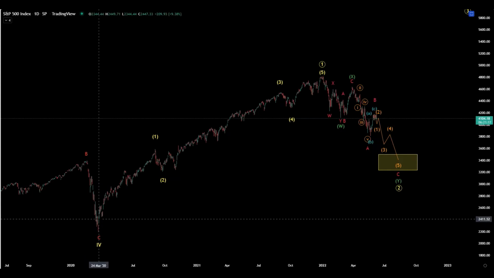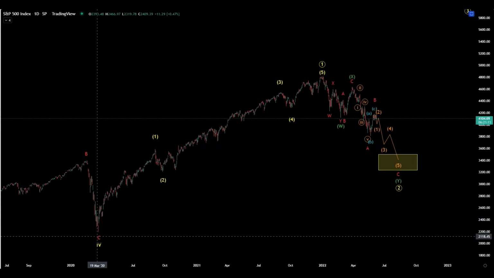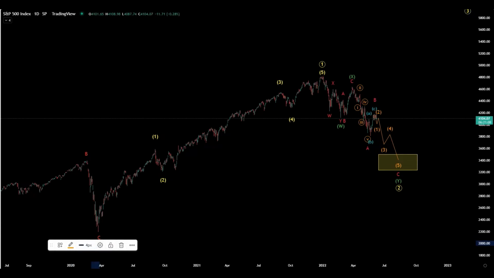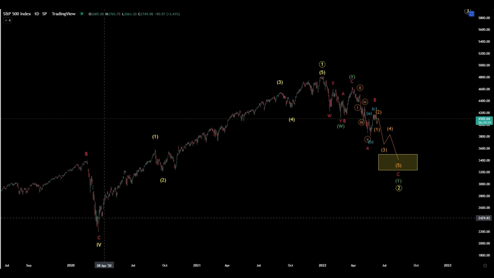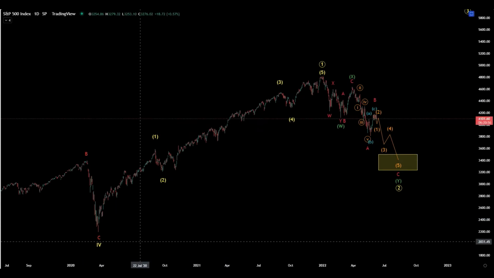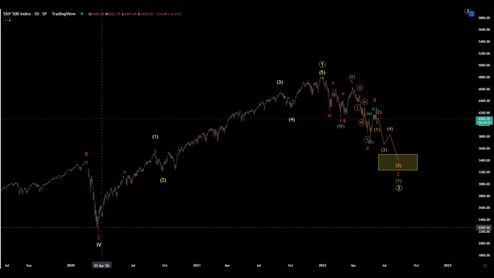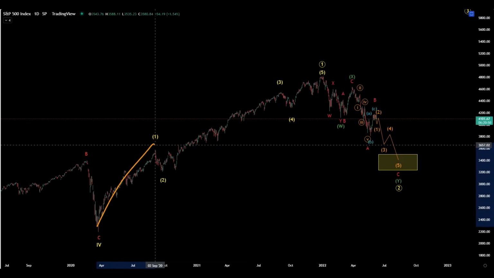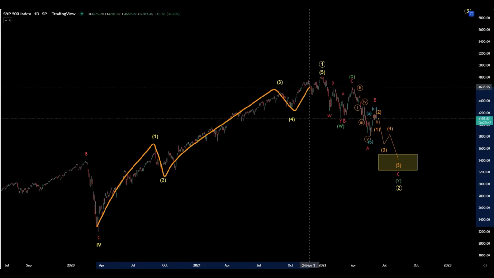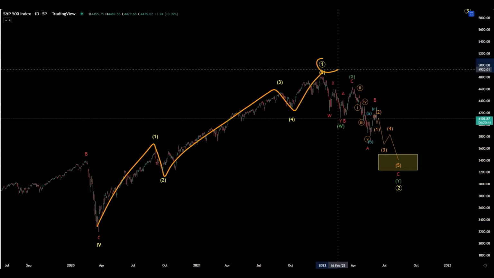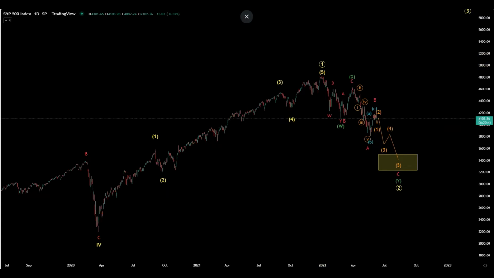But this is what I think is the most probable scenario for the S&P 500: as you can see, we finished a 4 back here, right? So that means we're in the 5. The most probable scenario for me is that this 1, 2, 3, 4, 5 is a primary 1, that it's not done, and that we're just getting a primary 2. And there are a few clues that point us in that direction.